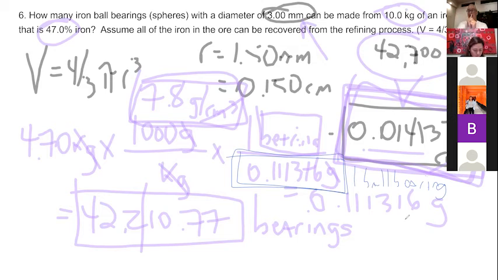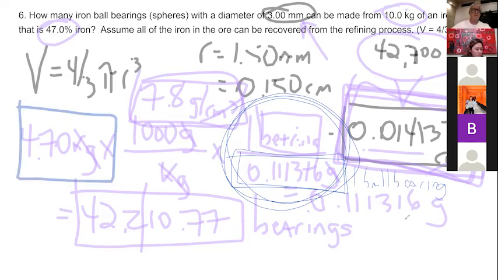So if we have the total mass and we have the mass of one ball bearing, then we can figure out how many. Basically we just use this as a conversion factor: one ball bearing is equivalent to 0.111316 grams. We have the total mass, we have the mass of just one, and we figure out how many ball bearings we could get with that. And then you use the iron ore, the 47%, and converted that.